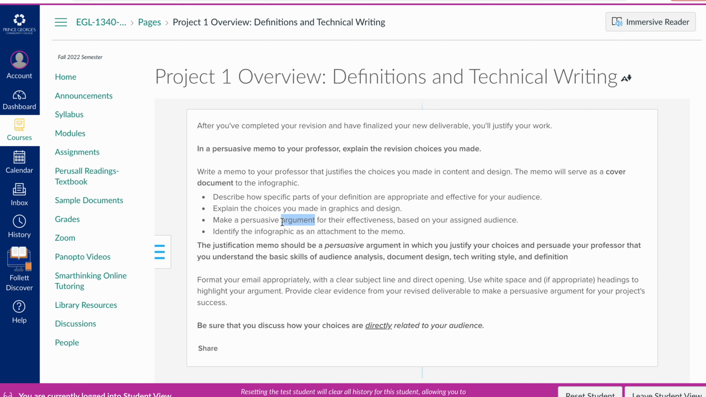So that's why you're going to make the argument about effectiveness. If you think neon green and black is effective, tell me why. Explain why you made those choices. Explain the extenders, those 3 extenders that you used in the infographic, and why those extenders are the most appropriate and effective extenders for your audience.